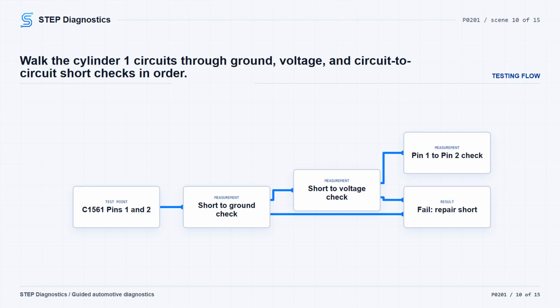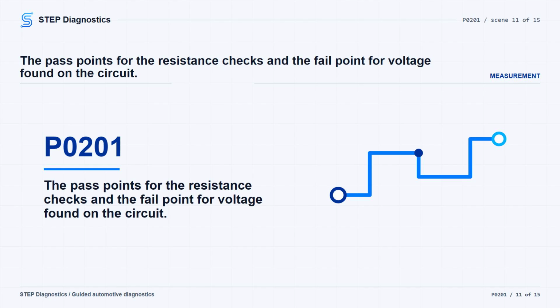Then turn the ignition on and check those same 2 circuits for a short to voltage. If any voltage is present, repair the short circuit, clear the PCM codes, and repeat the self-test. If no voltage is present, turn the ignition back off and check between C1561 pin 1 and C1561 pin 2. That check also needs to be greater than 10,000 ohms. If it is not, repair the short circuit, clear the PCM codes, and repeat the self-test.